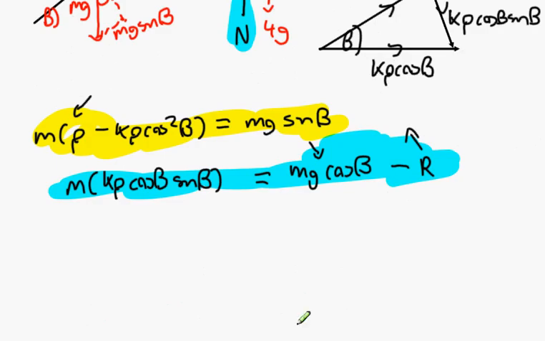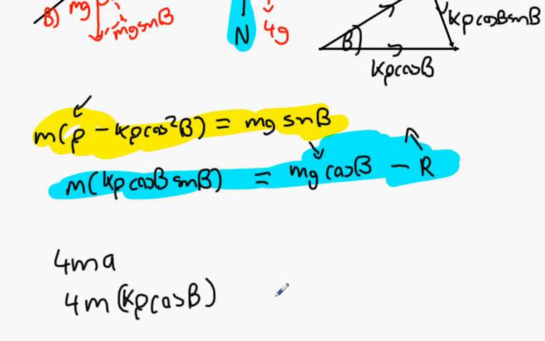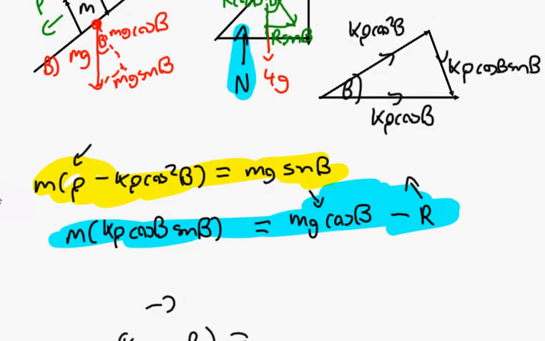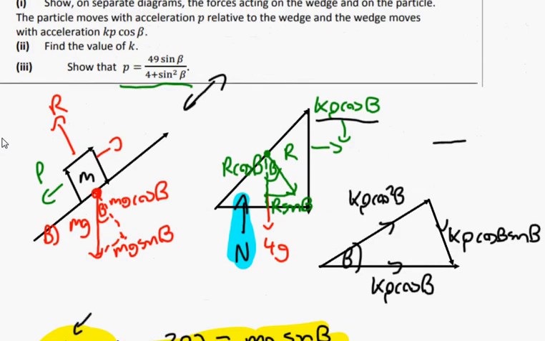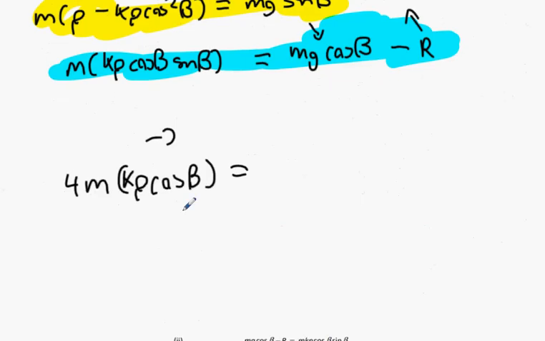What way do we think the wedge is working? It's 4m. What's its acceleration? 4m kp cos b. You happy enough with that? Okay, that's its force. What's driving it to the right? Just R sin beta.